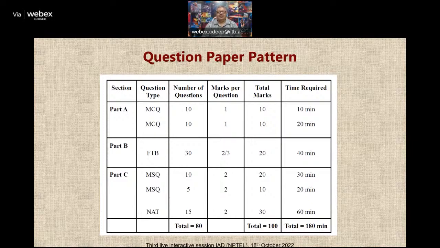And hence also it has 30 questions with 30 marks. Largest number of marks and largest time allotted to it, about 1 hour. There you will have MSQ, multiple select questions, 10 of them. Each of them will get 2 marks because more than one choice may be correct.